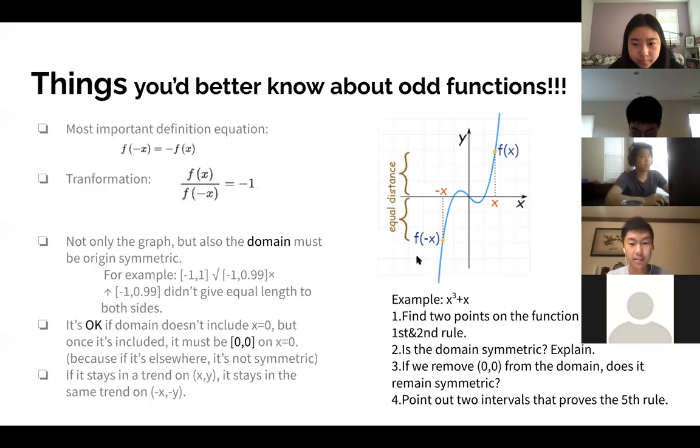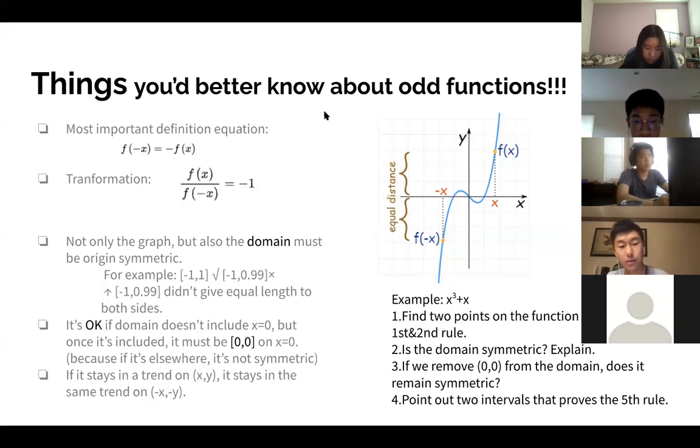All right, so some key tips about odd functions. The definition of the odd function can be represented by the equation at the top left: f of negative x equals negative f of x. So if you have a function f of x that makes that equation true for all values of x, then it is an odd function. Similarly, if you move around the variables, you have the transformation, which is f of x divided by f of negative x is equal to negative 1.